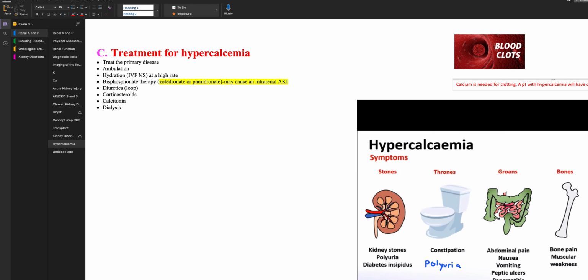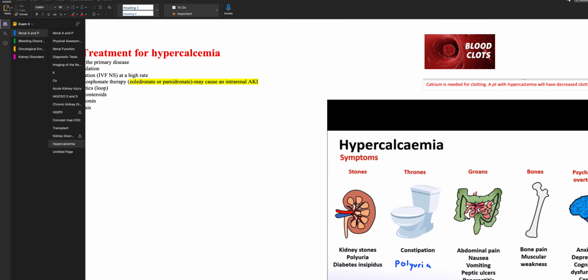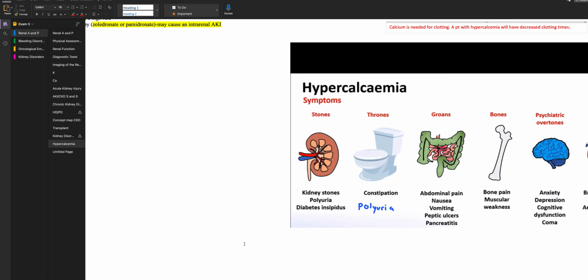Remember your stones. Remember your patient is going to have polyuria and constipation. For some reason, students always forget about the polyuria. I think when I say calcium's like a sedative, they think that the urine should be slow, but they have polyuria. They put out copious amounts of urine.